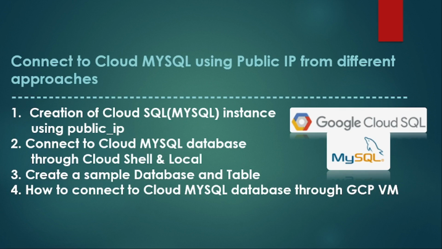As part of this session, we are going to create a Cloud MySQL instance with a public IP. First, we create a Cloud SQL instance in GCP. Later on, we are going to connect using Cloud Shell and from our local laptop also. In the third step, we can create a sample database and table. Finally, we can connect to this Cloud MySQL database using a GCP virtual machine. So let's jump into the practical without wasting further time.